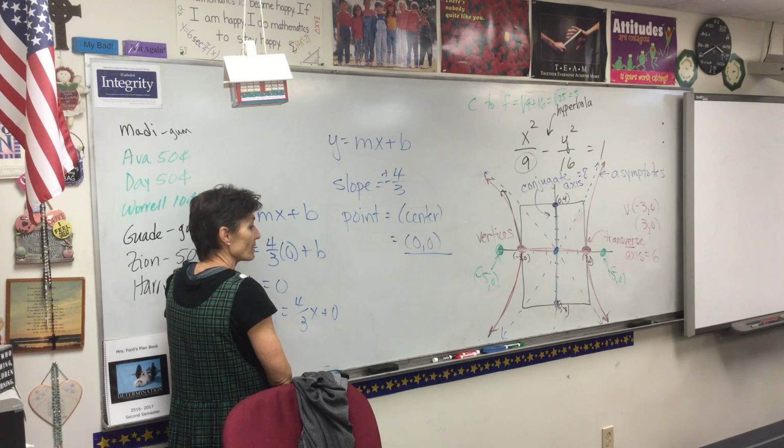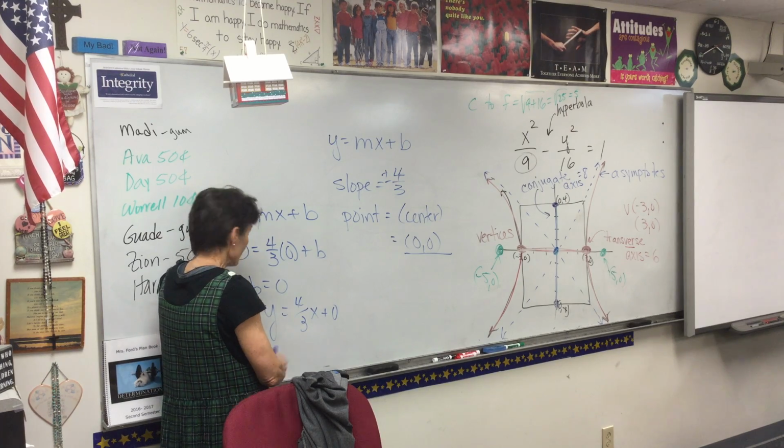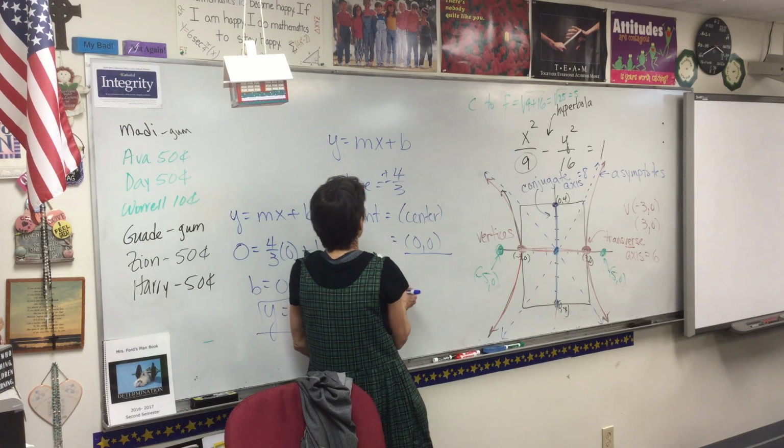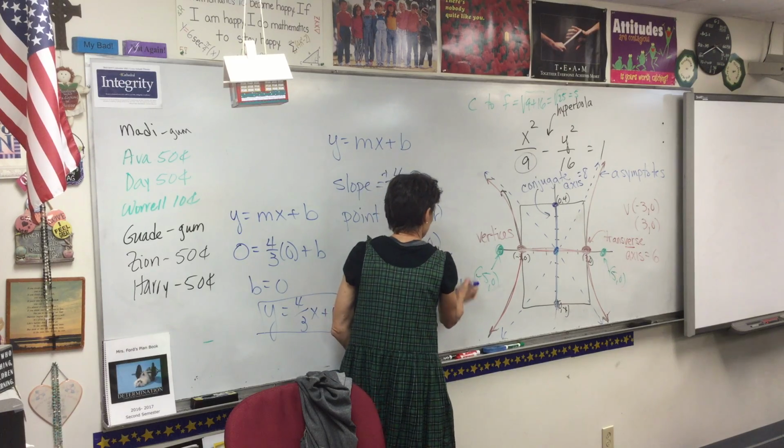This is all one problem. These are huge. So for our asymptote, you want us to write that. This is the equation of the first one. Now I gotta find the second one. So y equals negative 4/3 x plus b.